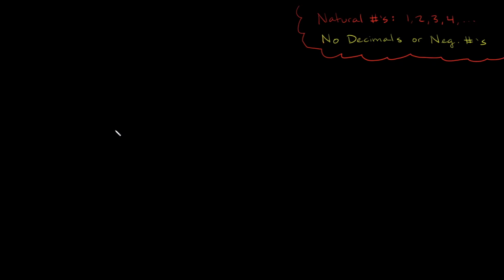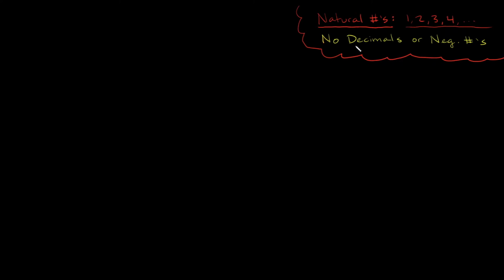So, in this video, I'm going to teach you how to identify prime and composite numbers. When we talk about prime and composite numbers, we're only talking about natural numbers, or sometimes they're referred to as counting numbers. So they are basically just whole positive numbers, like 1, 2, 3, 4, and we could keep going.